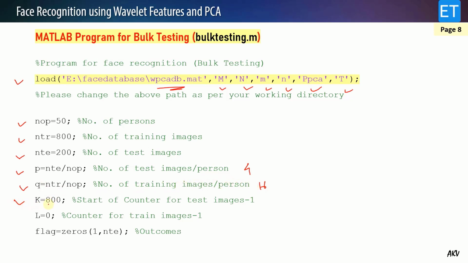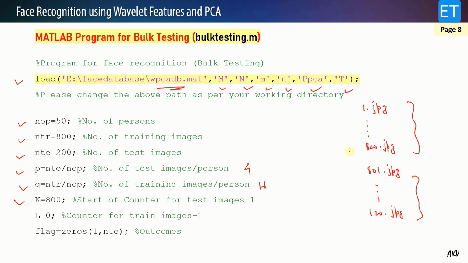K equal to 800 is actually the counter which is set for looping. From 1.jpg to 800.jpg, these are your training images, and from 801.jpg to 1000.jpg, these are the 200 test images.